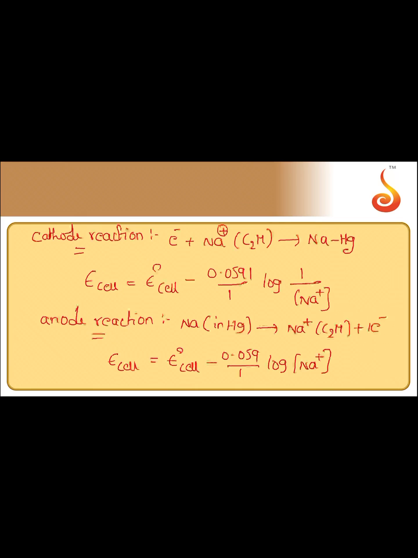If we take the anode reaction, oxidation takes place at the anode. Sodium in mercury gives rise to Na plus at C2 molar concentration plus 1 electron. Then the next equation is E cell is equal to E0 cell minus 0.0591 by 1 log Na plus concentration. That is the next equation for sodium amalgam.